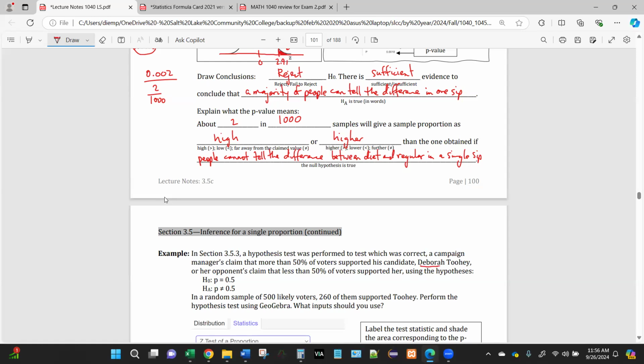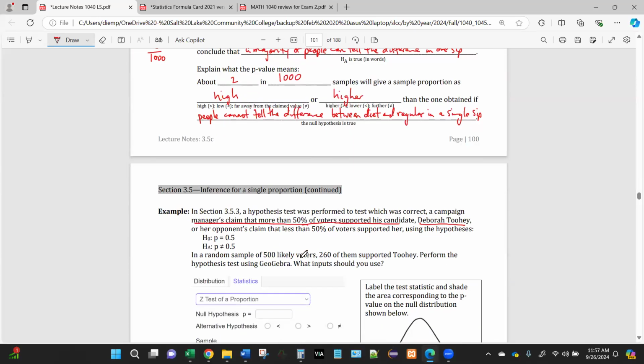There's a candidate for an office named Deborah Toohey, and her campaign manager claims that a majority of voters support his candidate. And that's kind of what a campaign manager is supposed to do, right? Typically they're supposed to be positive and kind of bullish on the candidate. So it makes sense that this person would claim it's more than 50%, because it means they're probably going to win, right?